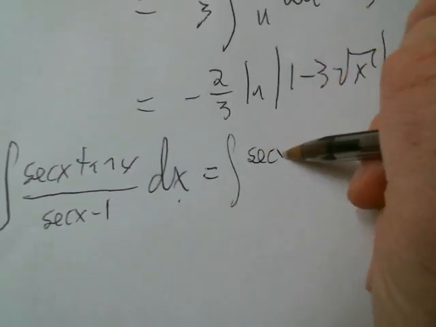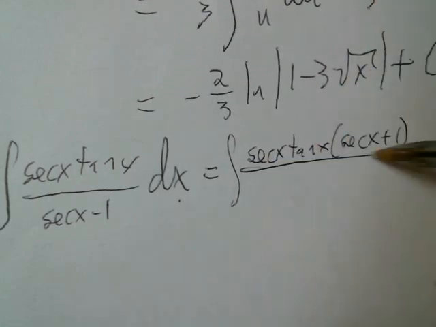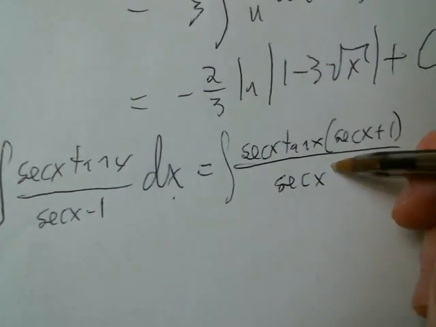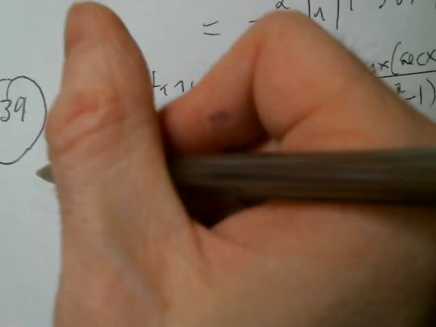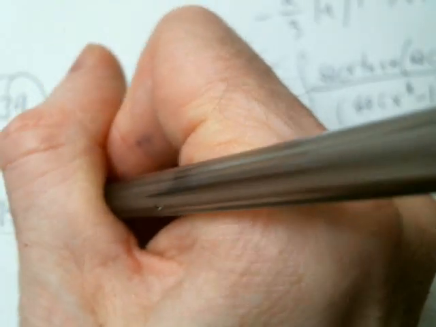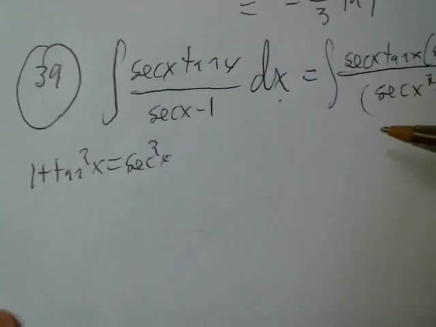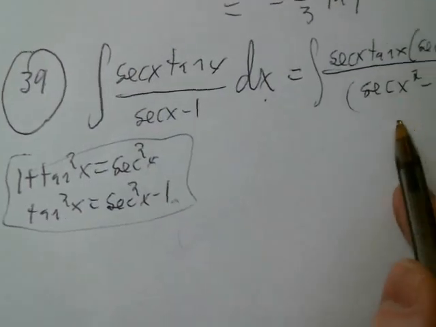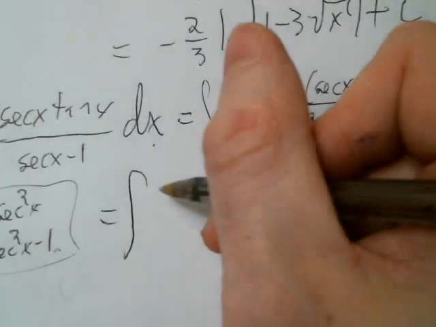So you're going to end up with secant x tan x times secant x plus 1 all over secant x minus 1 times secant x plus 1, which gives you secant squared minus 1, dx. And then we could go to our Pythagorean identities, right? So we have 1 plus tan squared x is equal to secant squared x, and then tan squared x would be equal to secant squared x minus 1. Okay, so using that identity, I'm going to replace the denominator, and that should hopefully work out nice for us, or relatively nice, I guess.